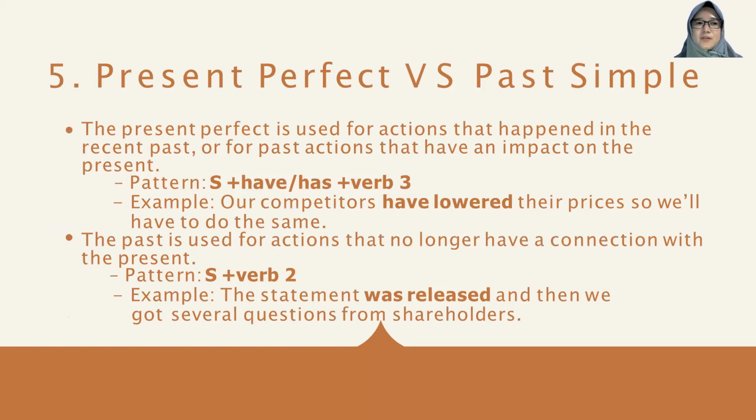So the fifth rule is present perfect versus past simple. Sometimes we are confused how to use them. You can see here that the present perfect is used for actions that happened in the recent past or for past actions that have an impact on the present. Okay, let's see the example. And don't forget to use have or has plus verb 3.